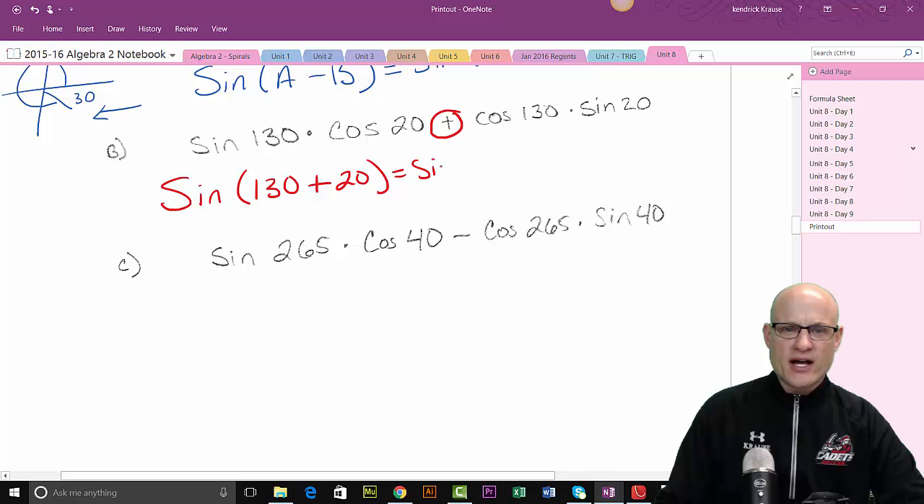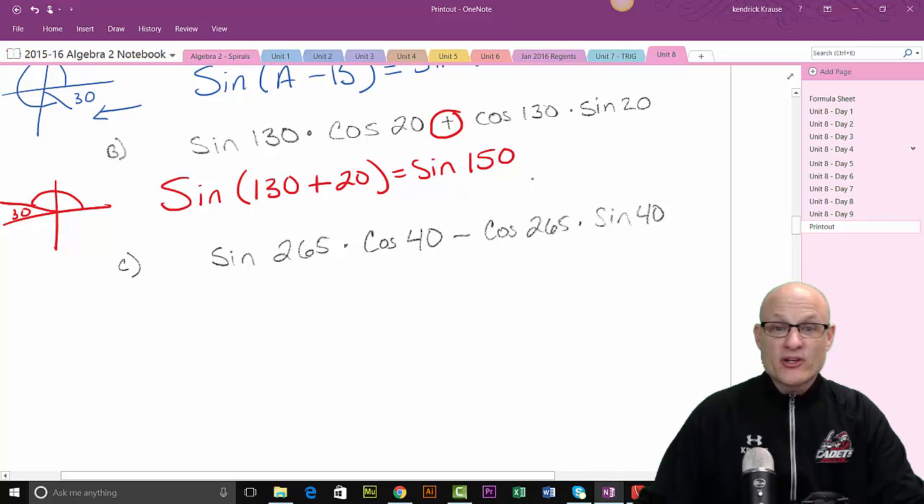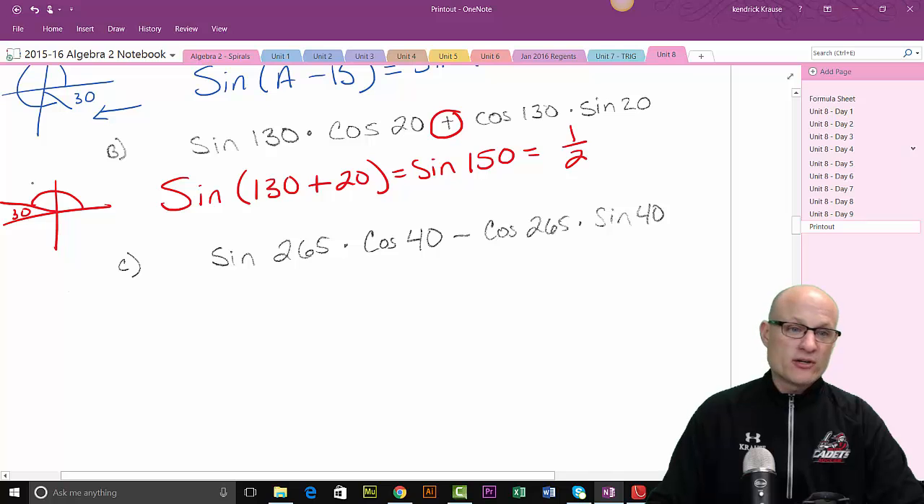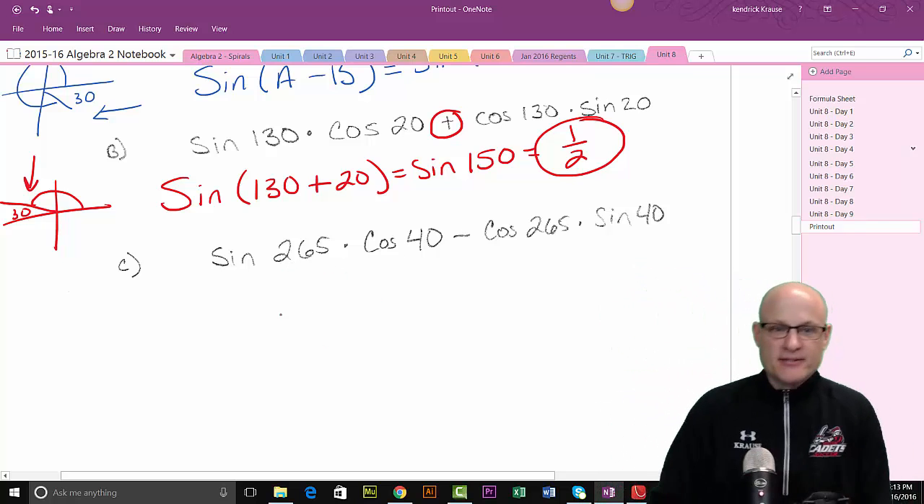Oh, well, that's the sine of 150. 150 is in the 2nd quadrant. It has a reference angle of 30 degrees again. I was kind of nice on this one. So this is the same as sine of 30 degrees, which is 1/2. And I say, okay, in the 2nd quadrant, sine is positive. So that's my answer. And finally, this last one, sine, cosine, cosine, sine.